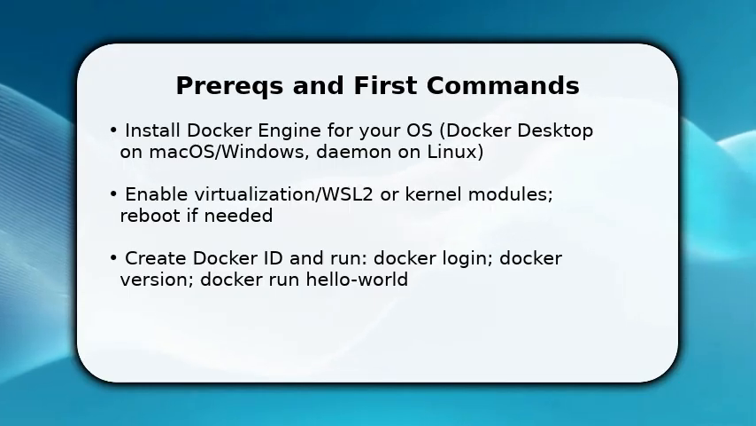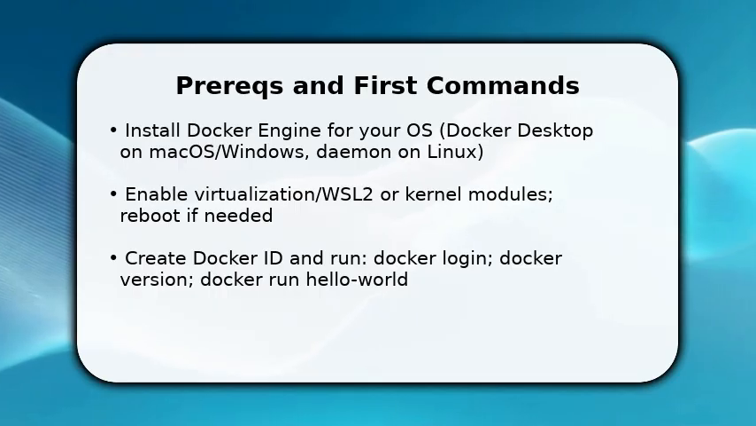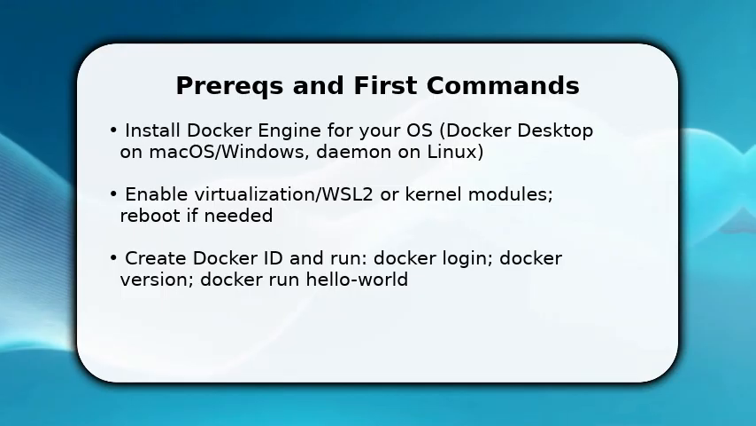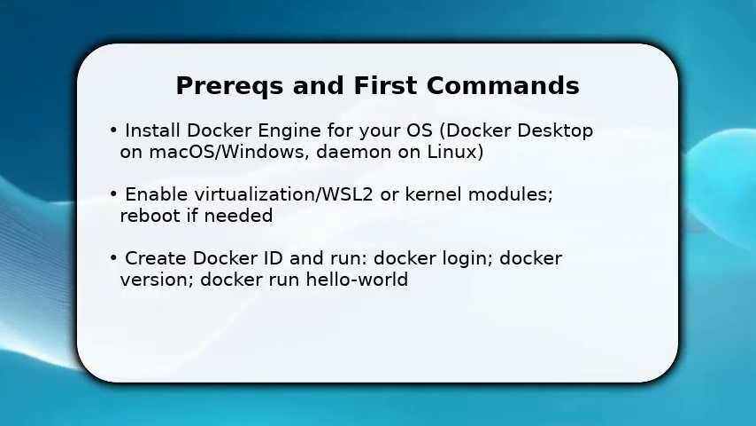You'll start by confirming prerequisites and running your first containers. Install Docker Engine or Docker Desktop and enable virtualization or WSL2 so the daemon runs reliably. Reboot when prompted. Once done, create a Docker ID and authenticate with docker login to access images.